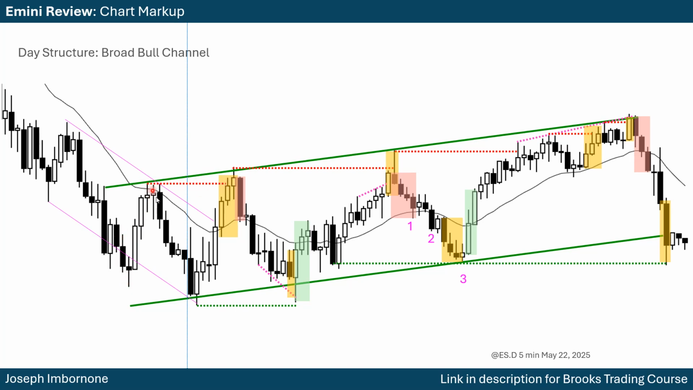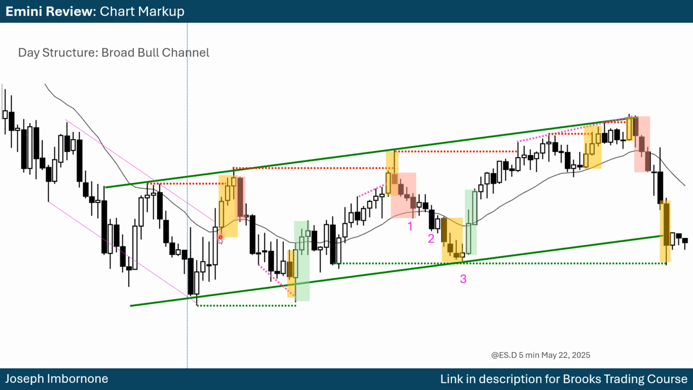We have 2 or 3 legs up. We're testing resistance, like I said. And again, we're losing momentum. So we got a strong bear breakout here. Top of a channel, 2 or 3 pushes up, losing momentum here. And also a bad buy signal bar. This was a doji, broke out above it.